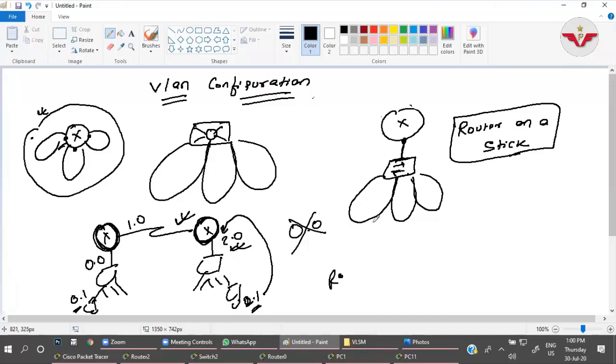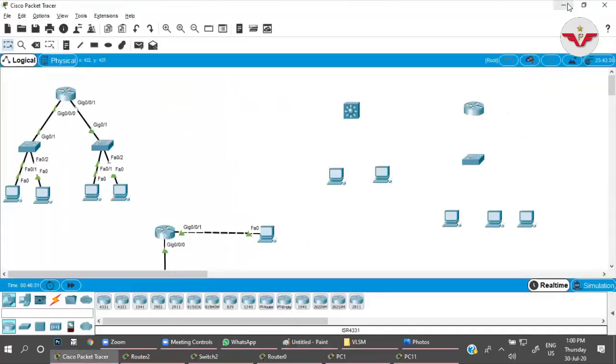Okay, now the second scenario, when you are using a layer 3 switch. A layer 3 switch is a device which provides you some features of routing. Some features of a router. So how it works, let us check now.